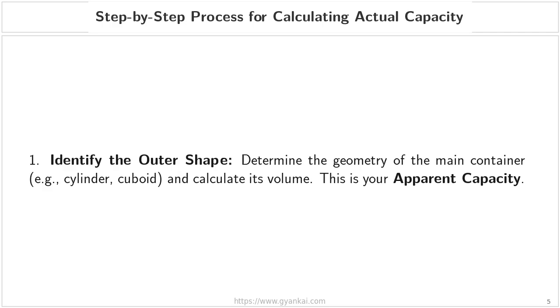Step-by-step process for calculating actual capacity. First, your very first task is to identify the outer shape. Look closely at the main container. Is it a cylinder, a cuboid, or perhaps a prism? Once you've identified its geometry, calculate its volume. This value represents your apparent capacity, which, as we discussed in the previous slides, is the total volume as if the container were completely empty.